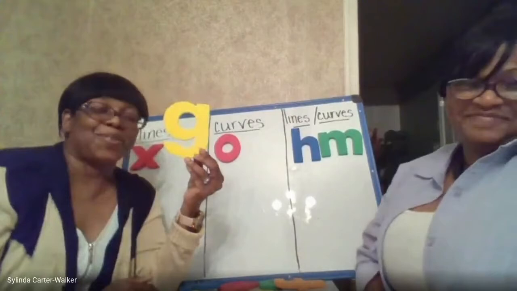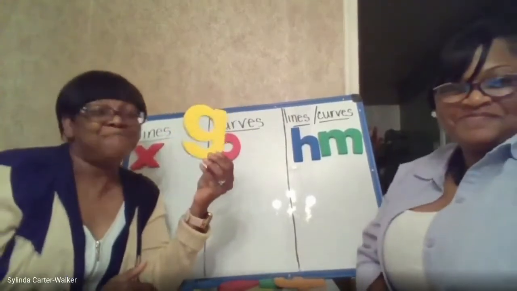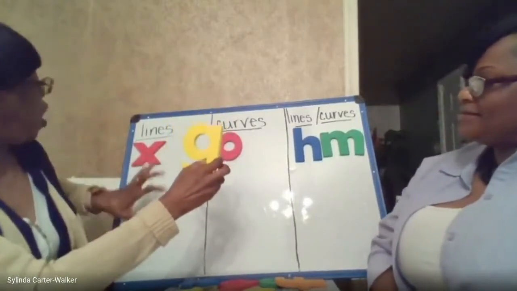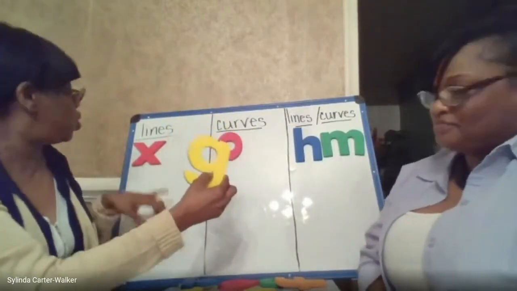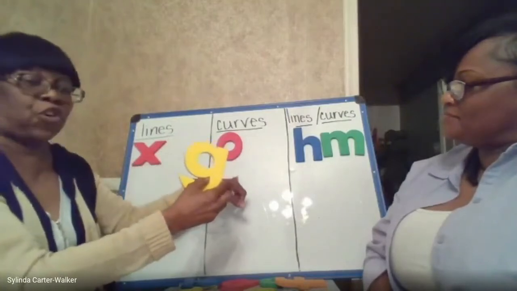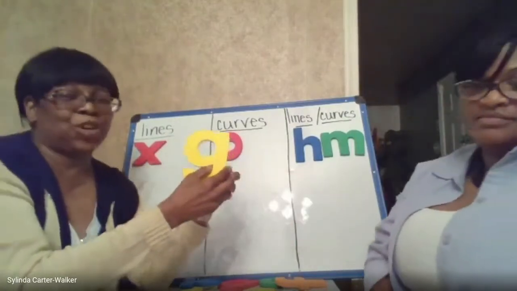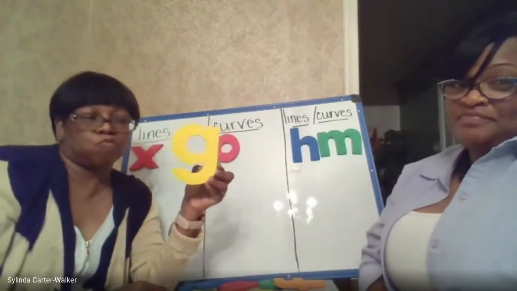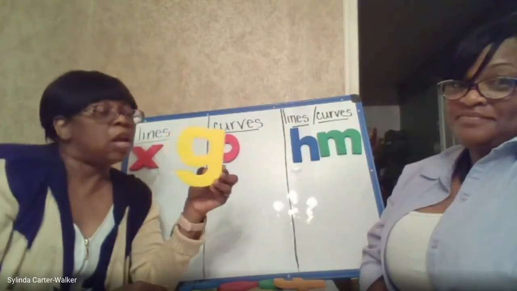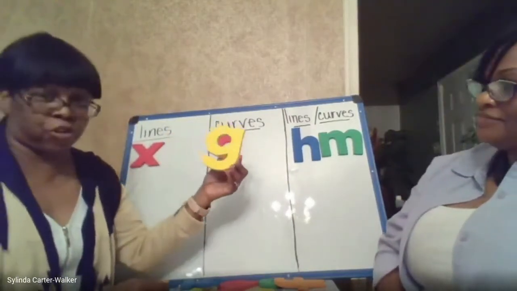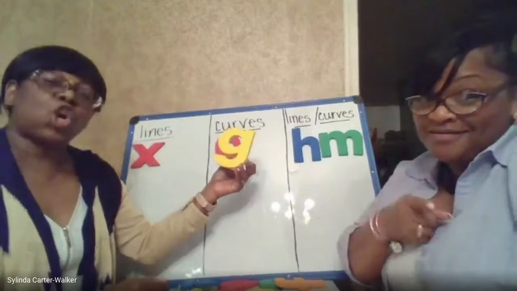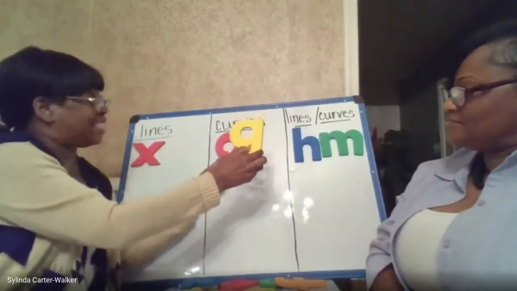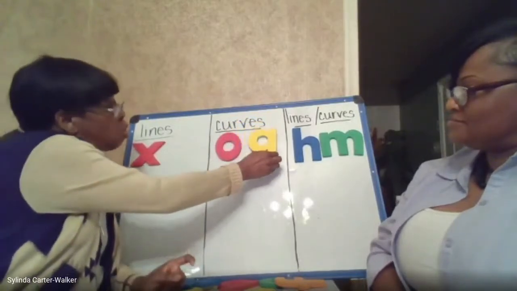around. What would you think? Which column do you believe that this would go under? Under lines, curves, or lines and curves? That's tricky. If you said curves, you are correct. So I'm going to put the G beside the O.